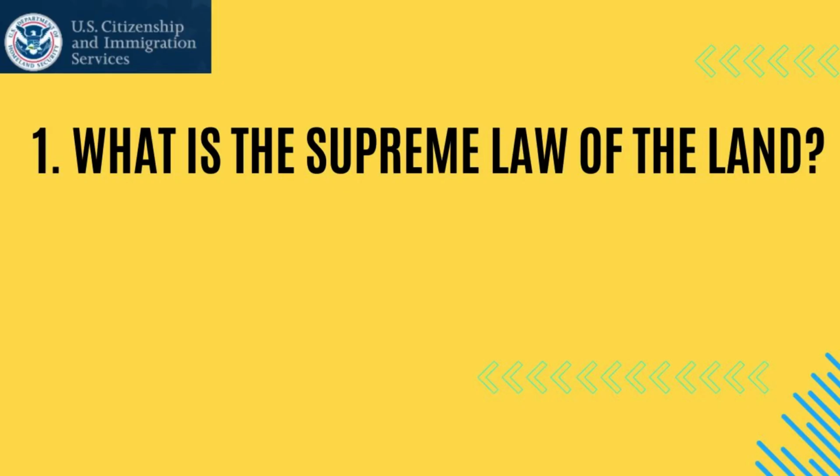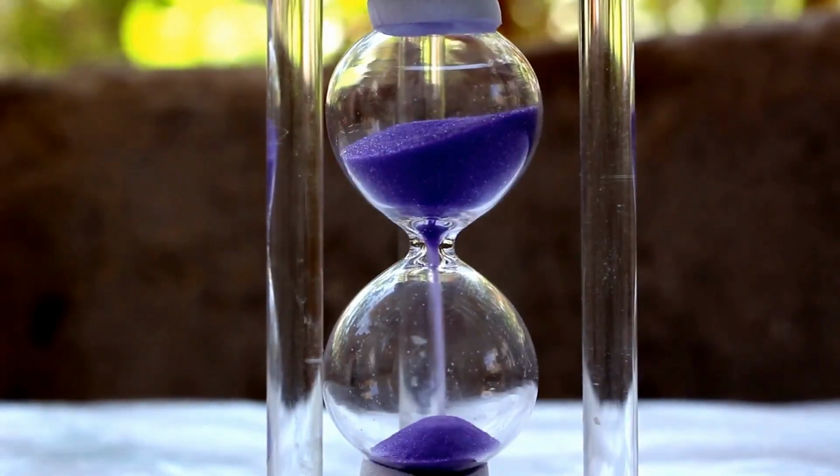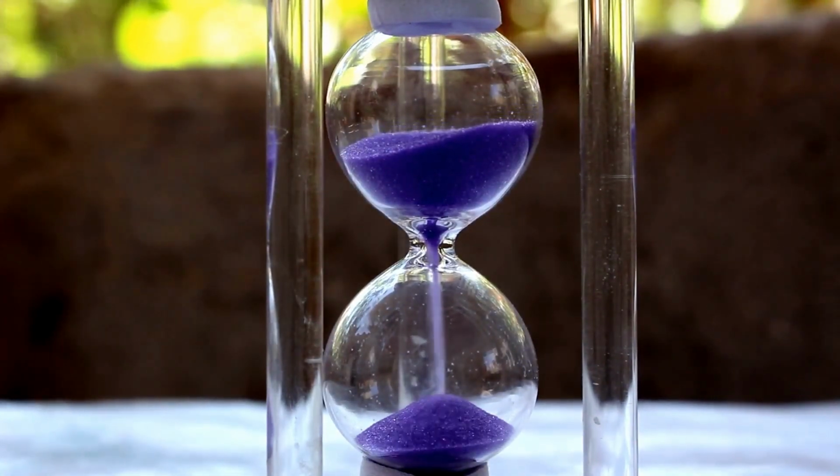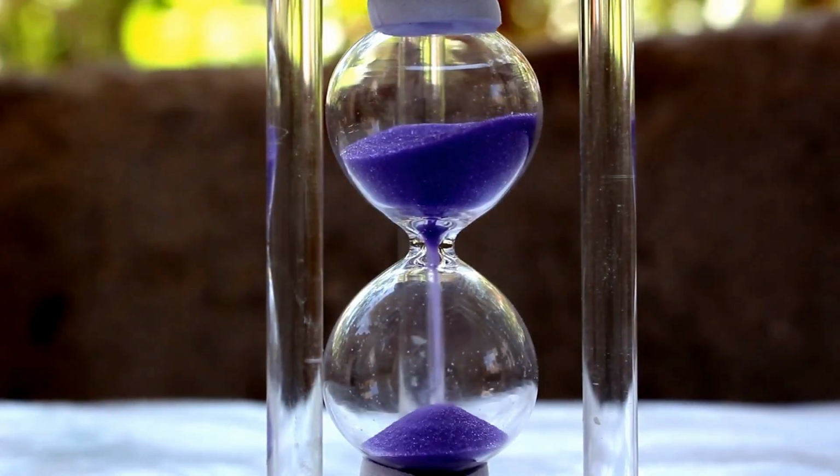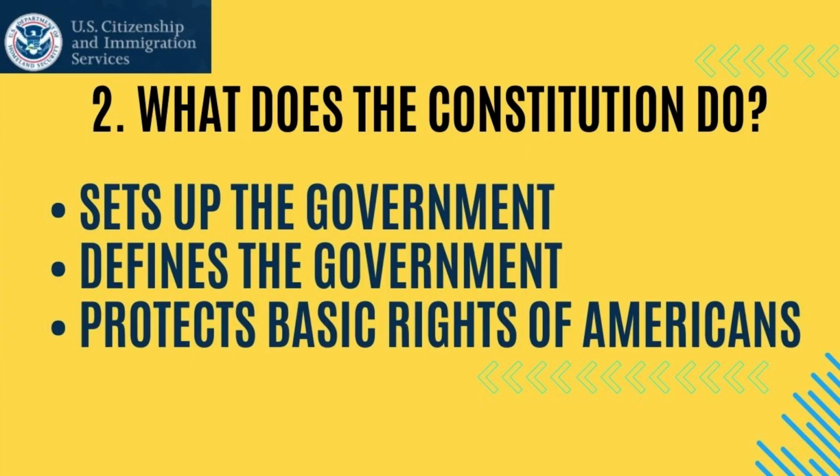Now try to remember. 1. What is the supreme law of the land? The Constitution. 2. What does the Constitution do? Sets up the government. Defines the government. Protects basic rights of Americans.